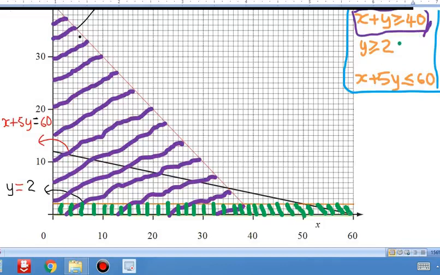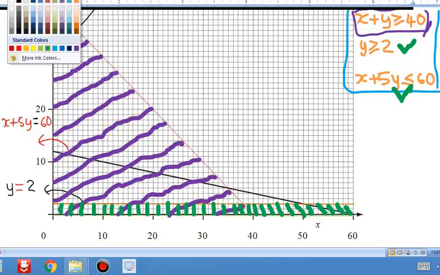Okay, so we have now finished shading the unwanted region for the inequality y is greater than or equal to 2, and the last unwanted region that we need to shade is for the inequality x plus 5y is less than or equal to 60. So we are going to shade everything that is above the black line, because that is the unwanted region for this inequality. So let's do it.